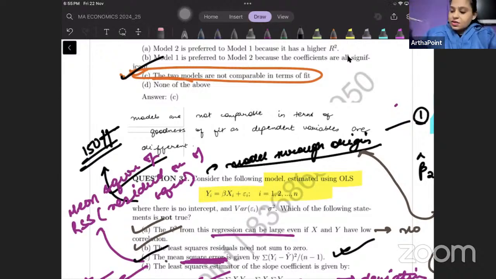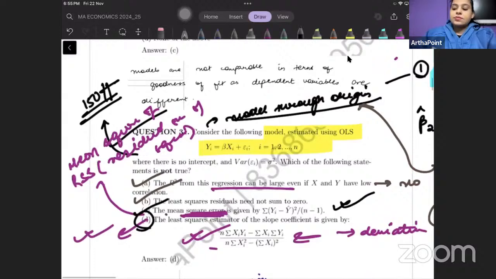So the only thing which is incorrect is option number D. You don't only have to look at what is incorrect. The idea of these questions is to give you information about what is correct also.